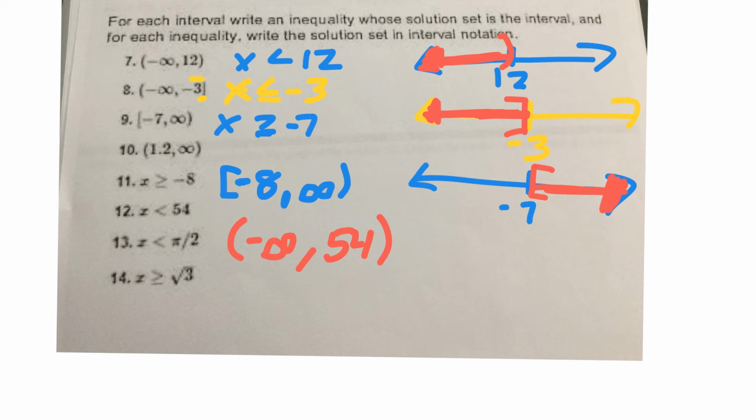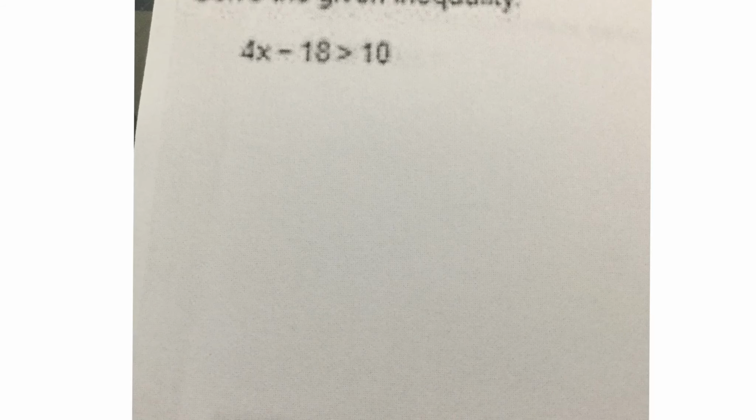Next one, x must be less than pi over 2. So pi over 2 is the greatest possible value, but it's not included. So the smallest value is -infinity. The highest value is pi over 2. It's not included, so I put a parenthesis. And I'm going to skip 14.